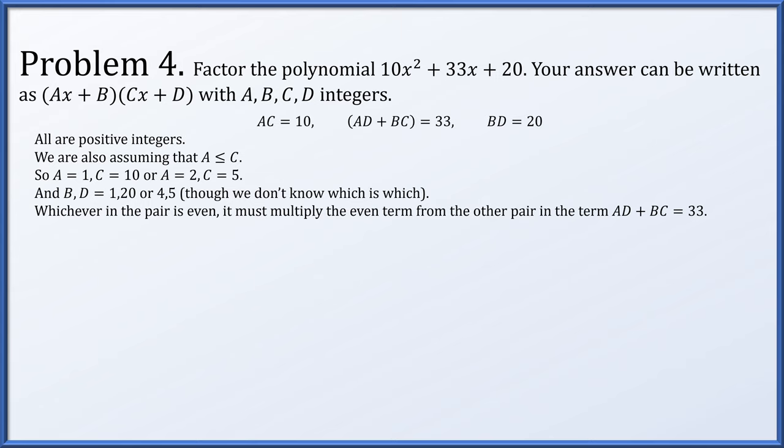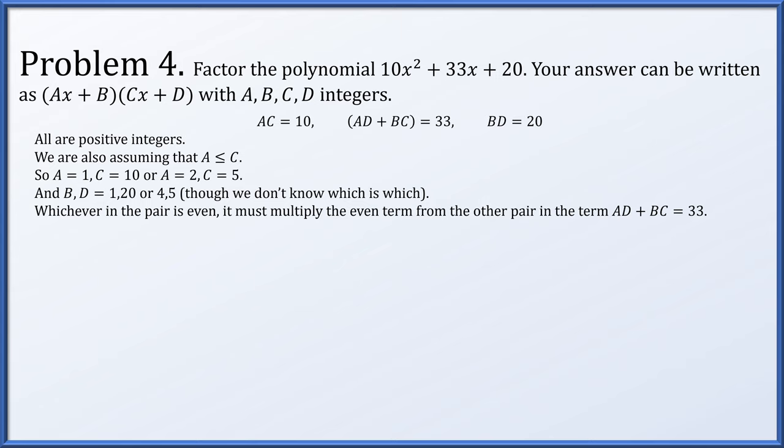A times C is 10, AD plus BC is 33, BD is 20. They're either all positive or all negative. We're going to go with the positive one. We've gone ahead and narrowed down our list of possibilities by assuming that between A and C, A is less than or equal to C, which means either A is 1 and C is 10, or A is 2 and C is 5. This little assumption of saying A has to be less than or equal to C lets us impose an order on the pair A and C, 1, 10, or 2, 5 in that order. Then we have possible pairings of B and D, 1, 20, or 4, 5, but we don't know what order they go in. We weren't able to enforce that kind of ordering on B and D as well.